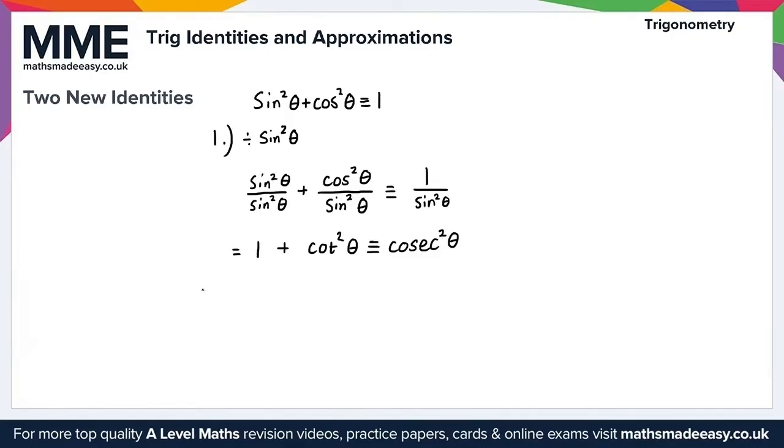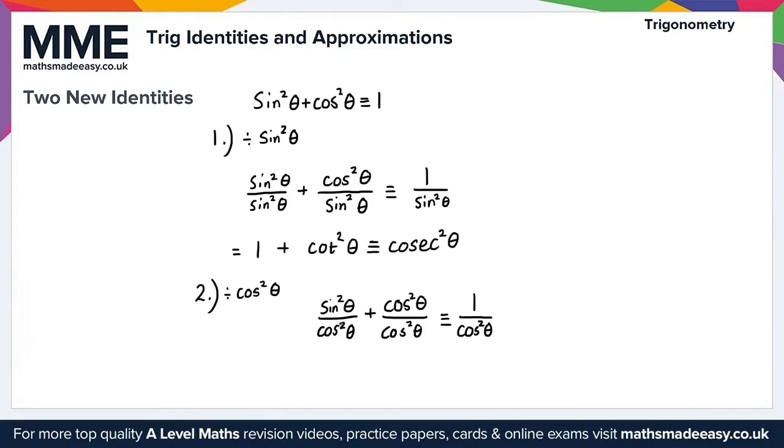So now let's have a look at the second identity. This identity is obtained by dividing by cos squared theta. So if we divide across by cos squared theta, what we've got here is sine squared theta over cos squared theta. We're then going to have cos squared theta divided by cos squared theta. And finally, don't forget the 1 here. We need to make sure we also divide that by cos squared theta. And now all we need to do is simplify each result as we go.